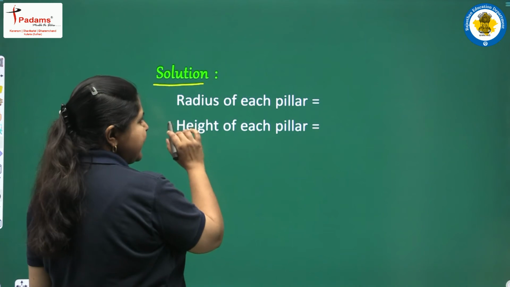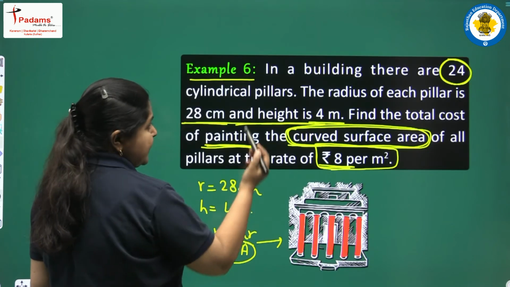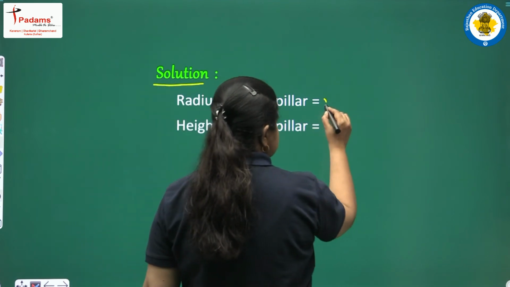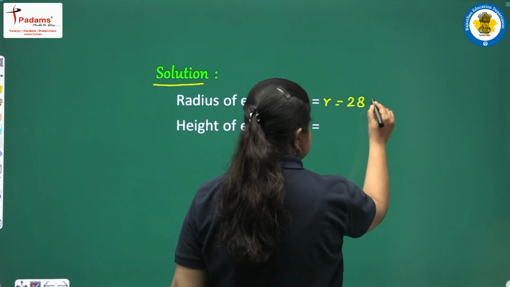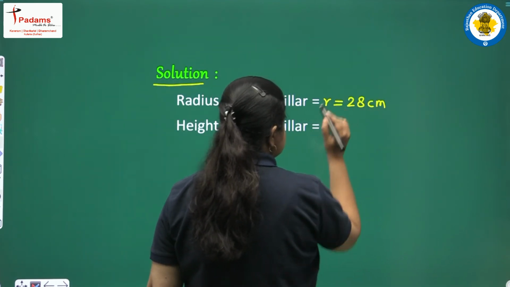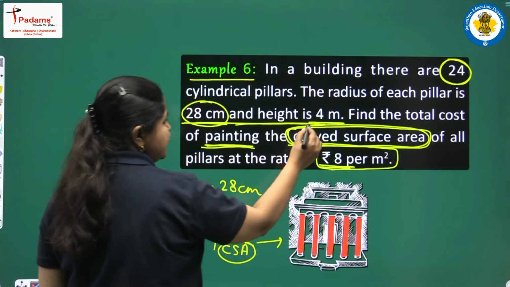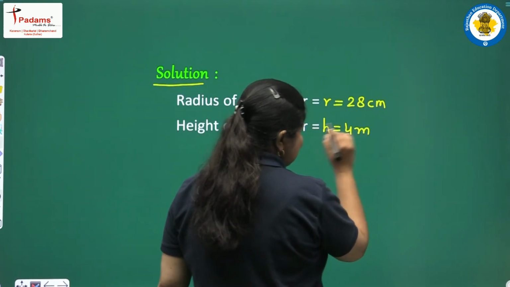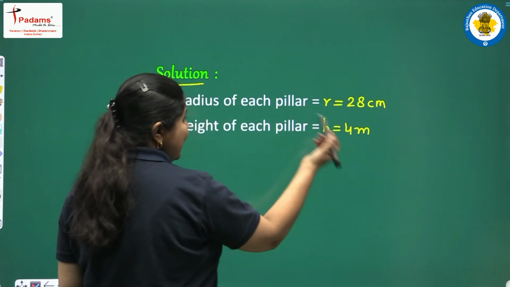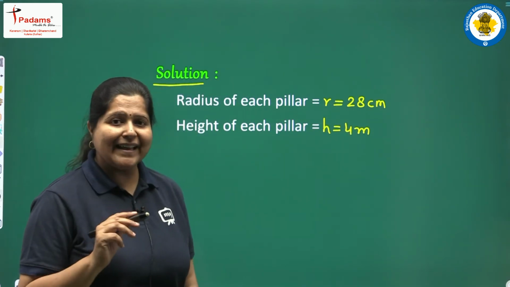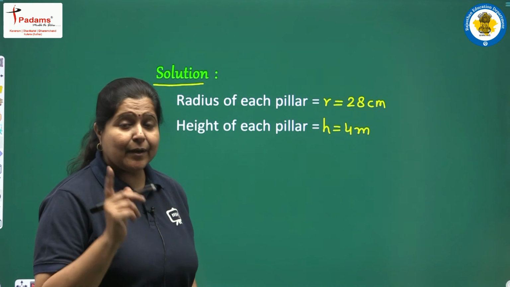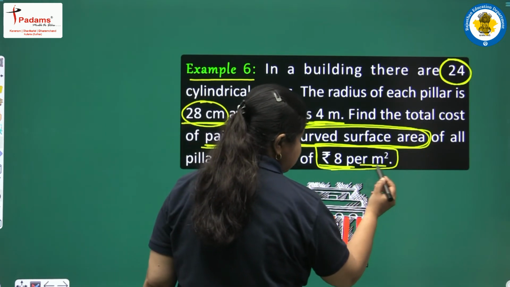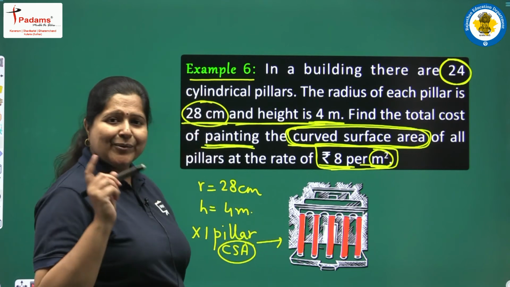We start. Radius of each pillar, it is given as 28 centimeter. This is the radius. We write it here by small r, 28 centimeter. And then we have been given the height of each pillar. It is 4 meters. We denote it by small h. It is 4 meters. पर यहाँ तो एक सेंटीमीटर में है और एक मीटर में, दोनों यूनिट्स अलग अलग हैं. यूनिट्स अलग अलग नहीं हो सकती, हमें यूनिट एक ही लेनी होगी. And see here we have been given the rate ₹8 per meter square, तो हमें यूनिट लेनी होगी मीटर.